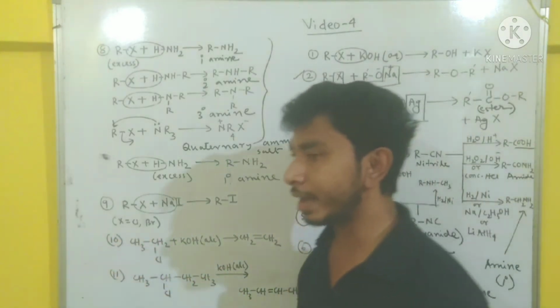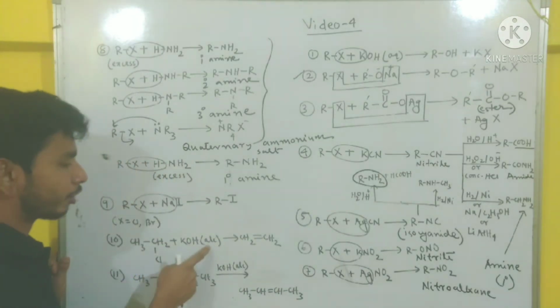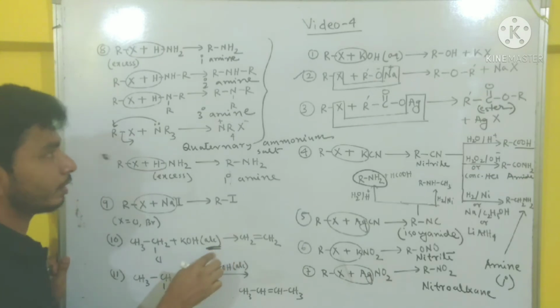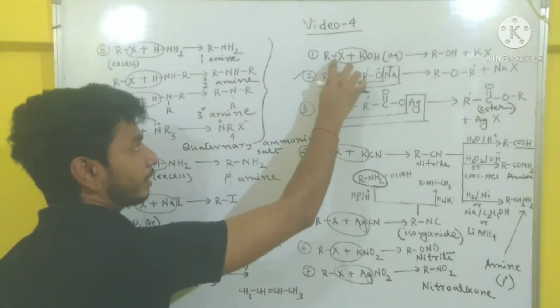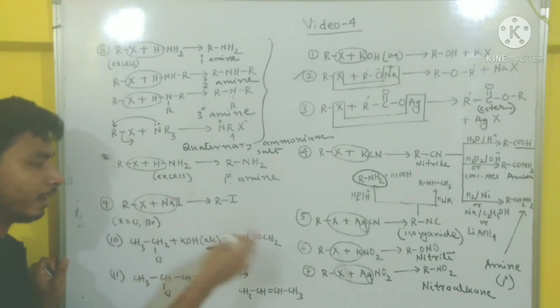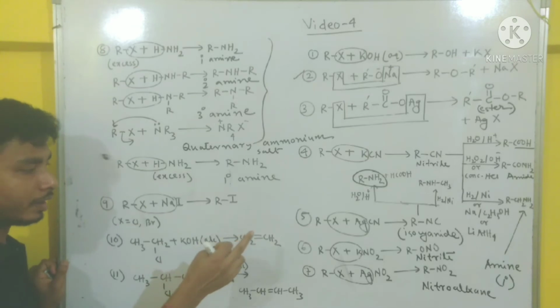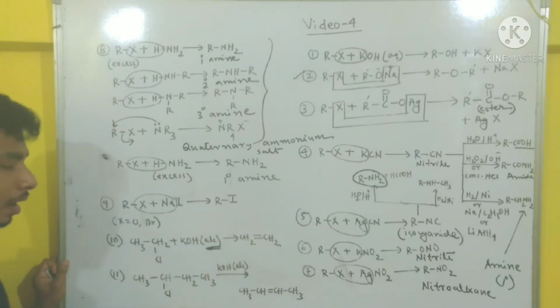Now number 10 is the elimination reaction. Elimination reaction is the reaction with alcoholic KOH. Aqueous KOH gives the substitution reaction. Alcoholic KOH gives the elimination reactions. Now in elimination reaction, what is the product? Product is alkene.